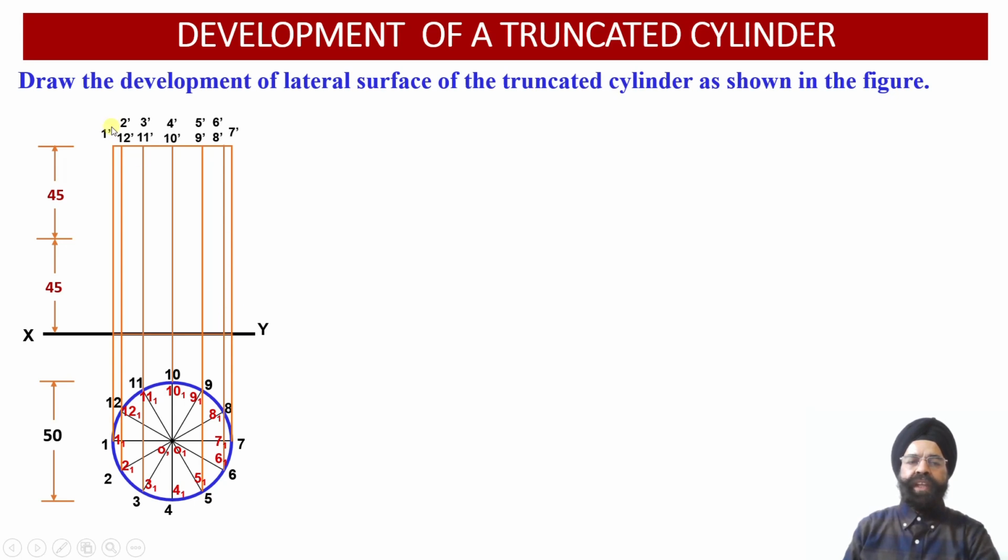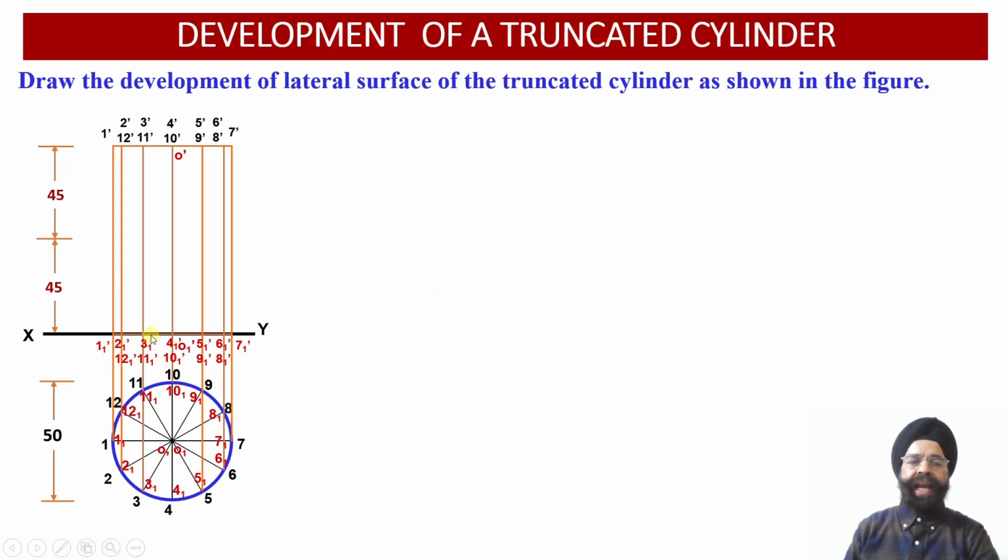Now we can see the 12 points corresponding to the top face have been marked at a height of 90 millimeter from the XY reference line, while the 12 points corresponding to the base have been marked in the front view projections onto the XY reference line. And the axis points O dash corresponding to the top face and O1 dash corresponding to the base of the cylinder have been appropriately marked in the front view projections.